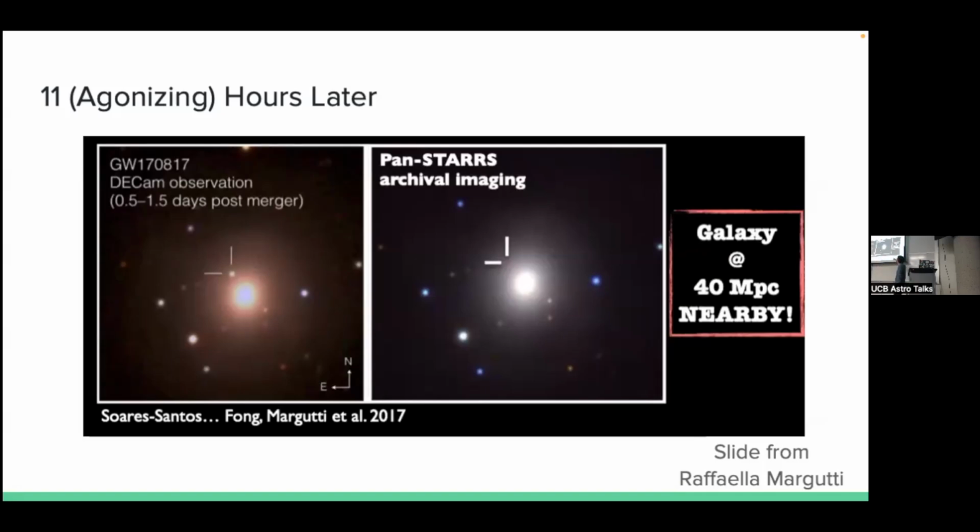Incredibly close by. I know that this number is probably meaningless, but most things that we talk about are probably billions, hundreds of millions of light years away. This thing is a lot closer. I think it's something like 100-ish million light years. Most of these events happen at billions of light years away. So this is incredibly close.